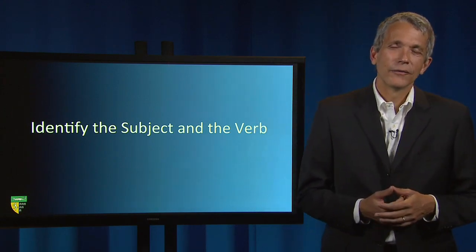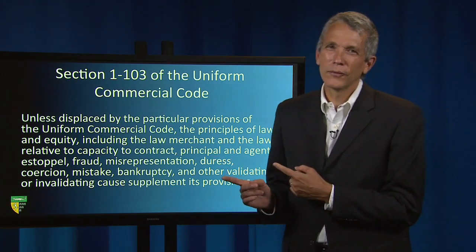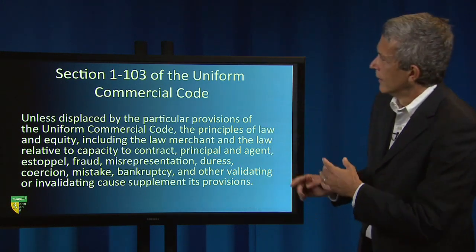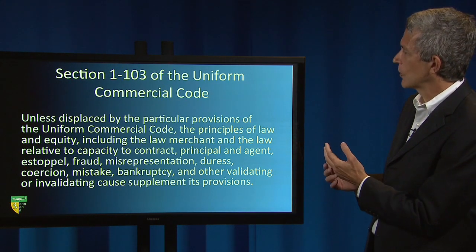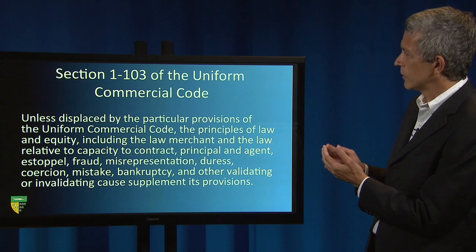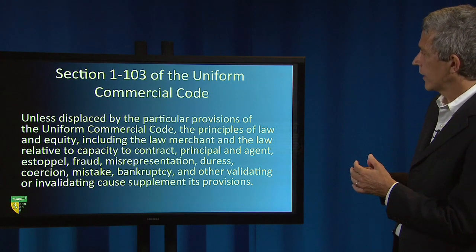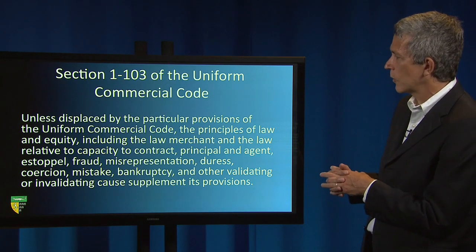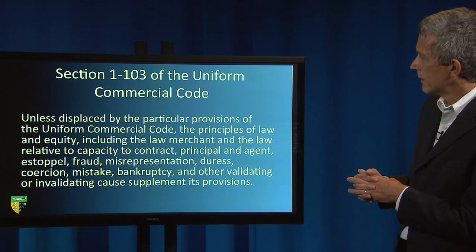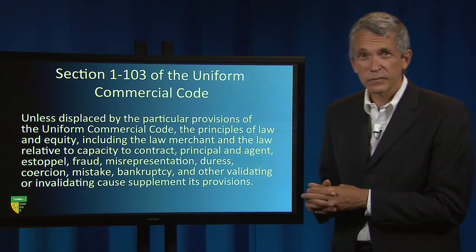to understand. For example, take a look at section 1103 of the Uniform Commercial Code. Unless displaced by the particular provisions of the Uniform Commercial Code, the principles of law and equity, including the law of merchant and the law relative to capacity to contract, principal and agent, estoppel, fraud, misrepresentation, duress, coercion, mistake, bankruptcy, or other validating or invalidating cause supplement its provisions.